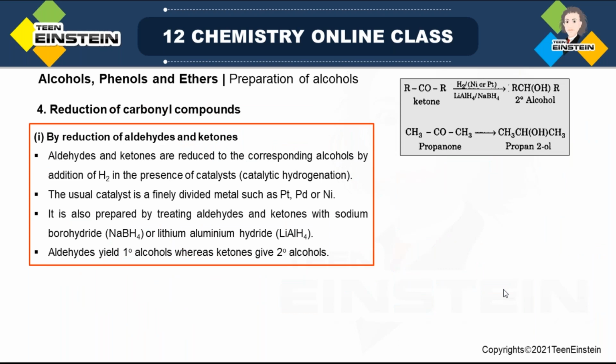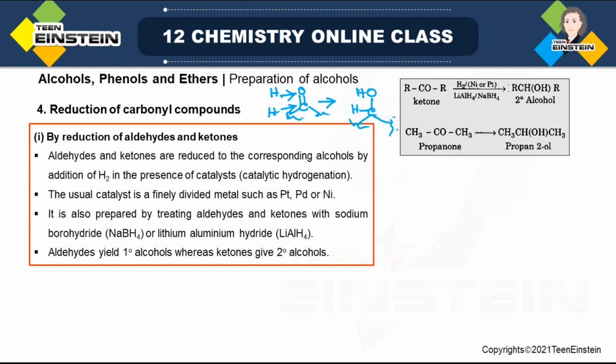The next method for preparation of alcohol is reduction of carbonyl compounds. In a carbonyl compound there will be the presence of C=O. If you are reducing this group, it is basically addition of two H. One H is added to O, another H is added to C. So now it is converted to alcohol. There may be any groups on both sides; for simplicity, I have not written that.